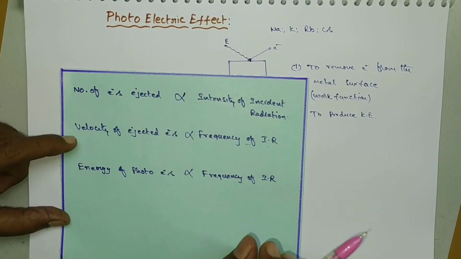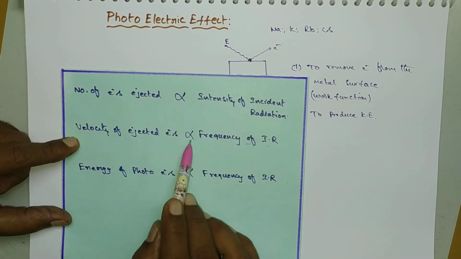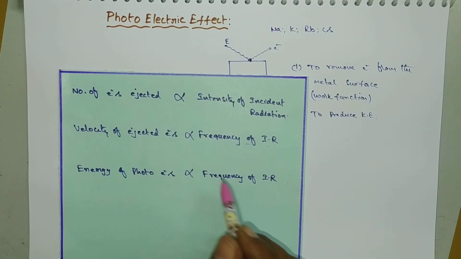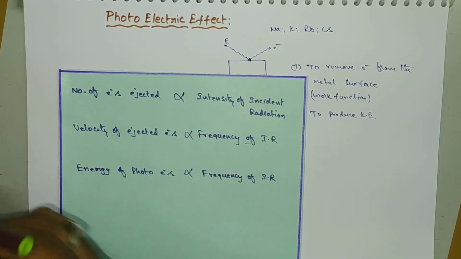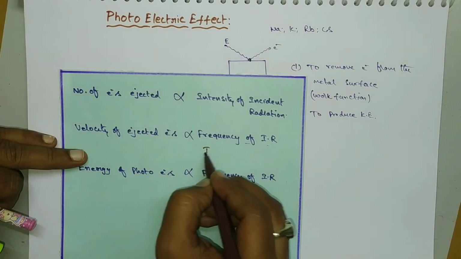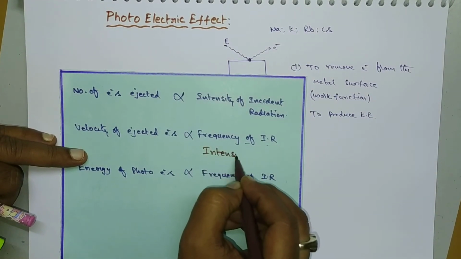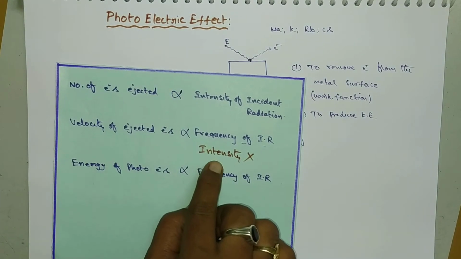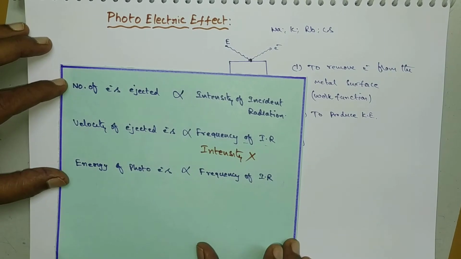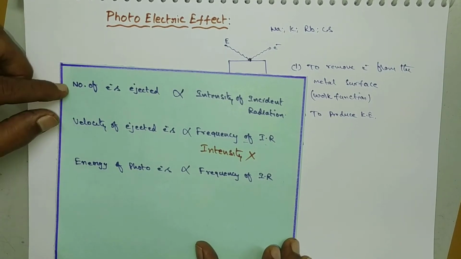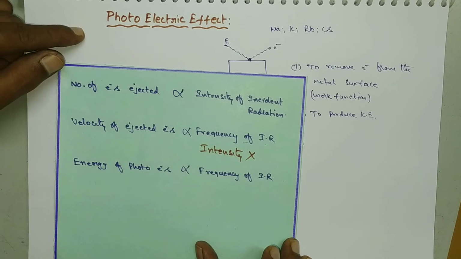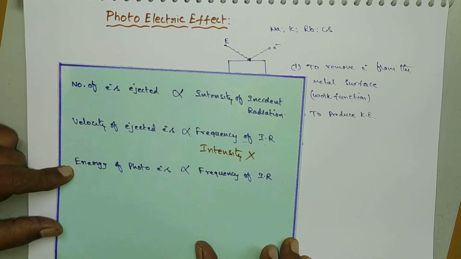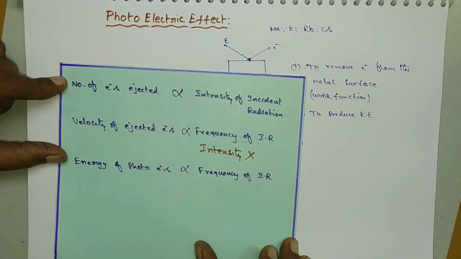But here you have to remember one point: the velocity of the ejected electrons depends upon the frequency of incident radiation, but it does not depend upon the intensity of incident radiation. Remember carefully. In examinations they ask like this: which of the following is true regarding this photoelectric effect? So you have to remember all these points. Take a screenshot and remember carefully.